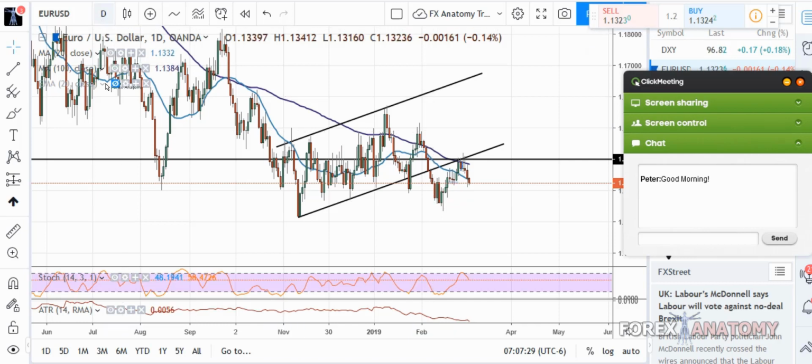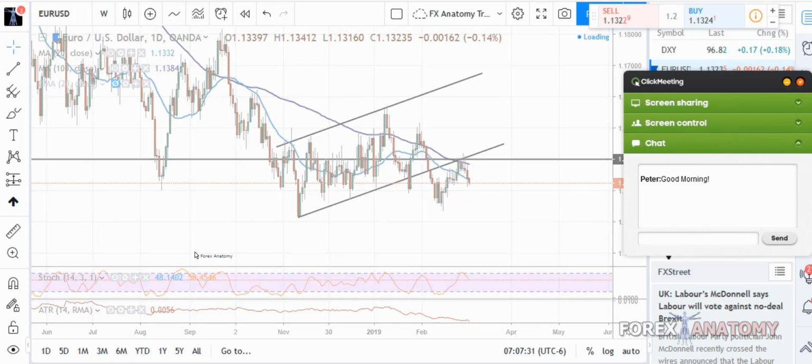You can see it a little bit better on the weekly chart. Let me just draw this in real quickly for you guys.